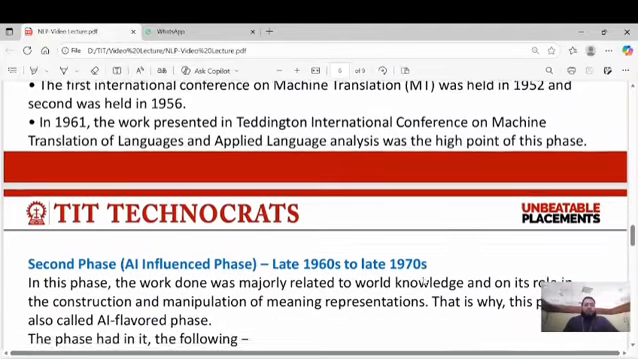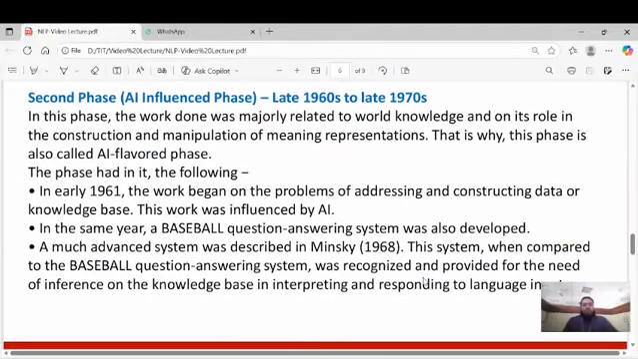The second phase is also called the AI flavored phase. It started in the late 1960s and lasted to the late 1970s. In this phase, the work done is related to knowledge and its role in constructing and manipulating meaning representation. That's why this phase is called the AI phase.